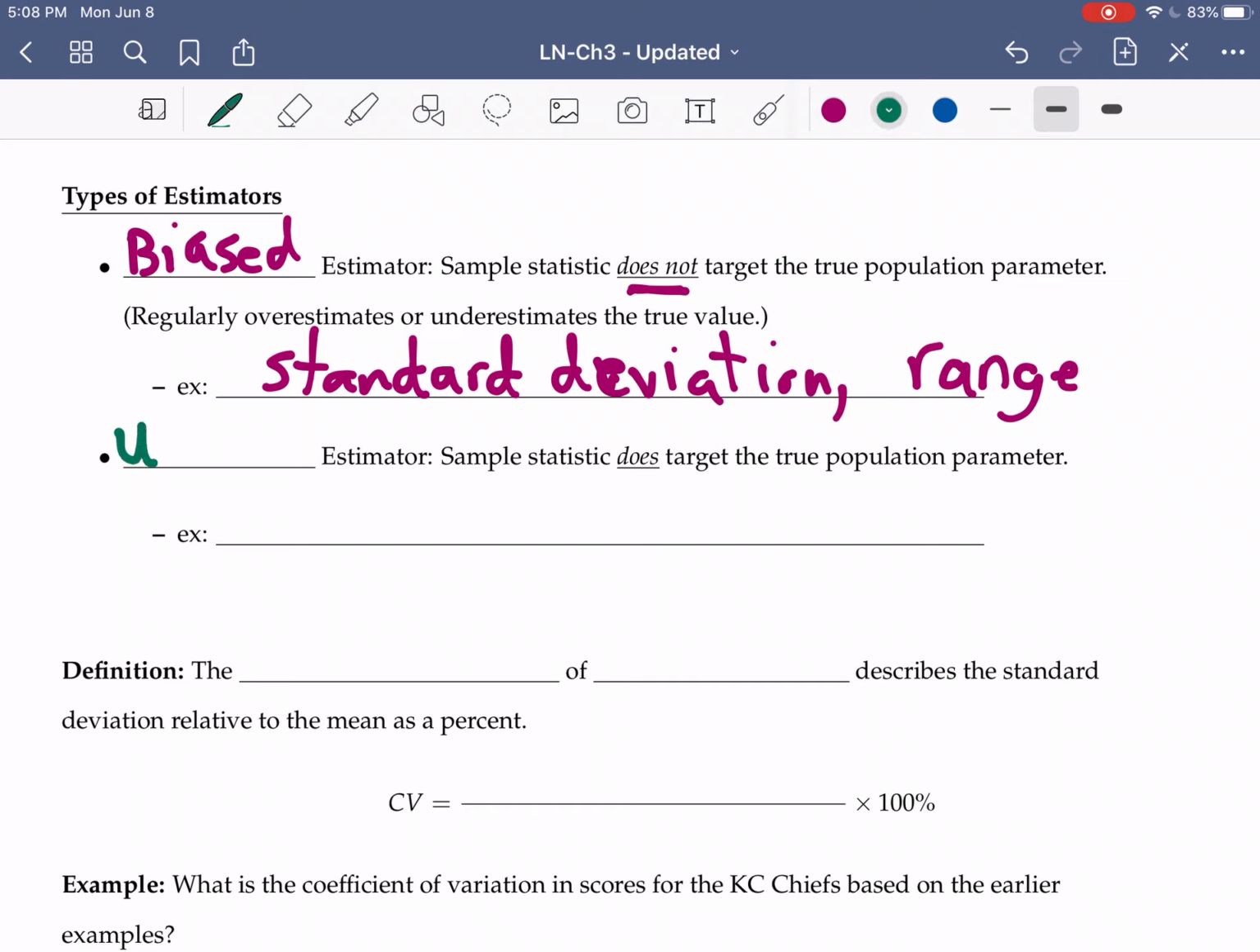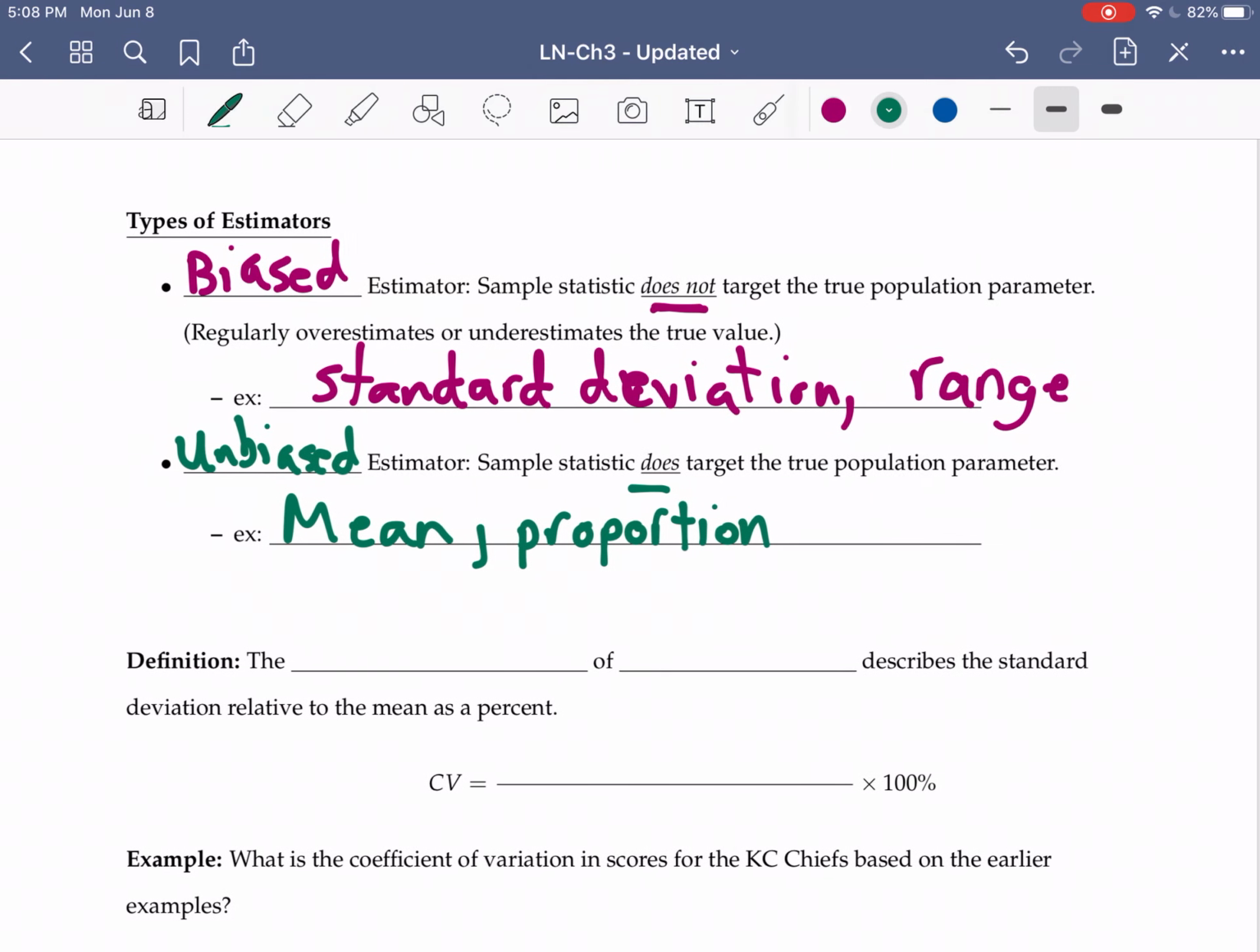An unbiased estimator does target the true population parameter. So a mean does that. Proportions, so the proportion of a sample that meets some criteria, those would be unbiased estimators.